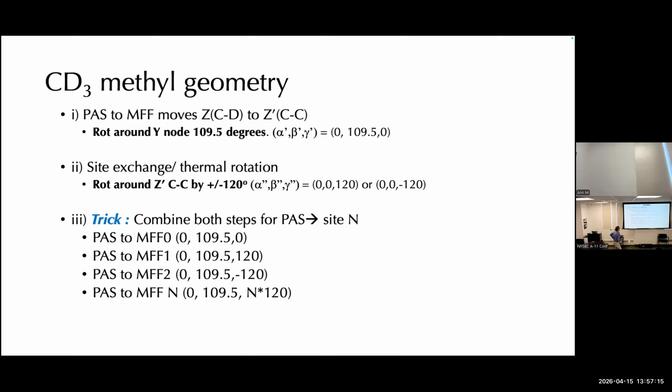Say PAS to MFF for site 0 is 0, 109.5, 0. So site 1 in the molecular frame is 0, 109.5, 120. And then to site 2, it's 0, 109.5, minus 120. And I'm noticing that I can just say the nth site, and it will be n times 120. So I have a set of Euler angles to get site 0, 1.